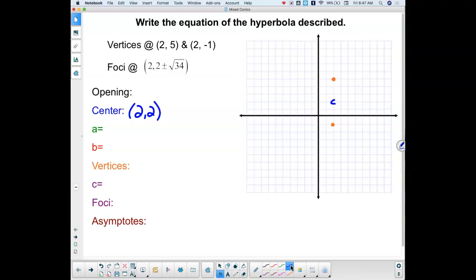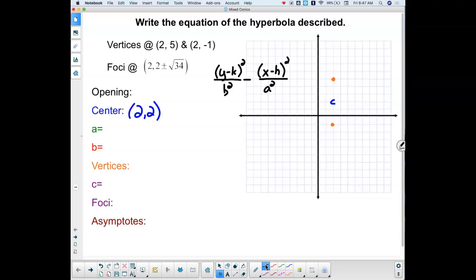Right? So with it being an up and down one, that's a y minus k type of a parabola, right? And then a minus x minus h. I think I said parabola. I should have said hyperbola there. But it's one of those kinds, correct? All right, so I've got h and I've got k.